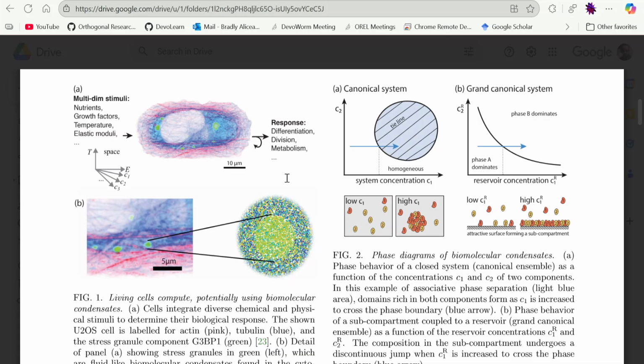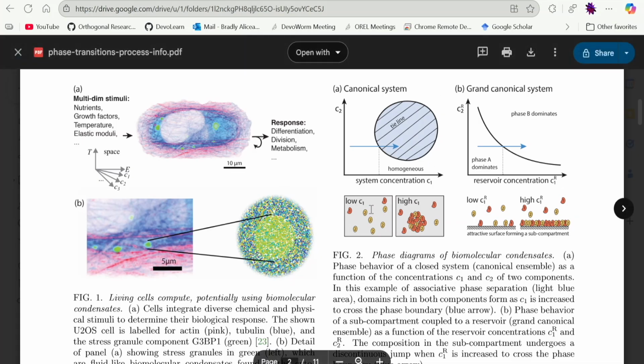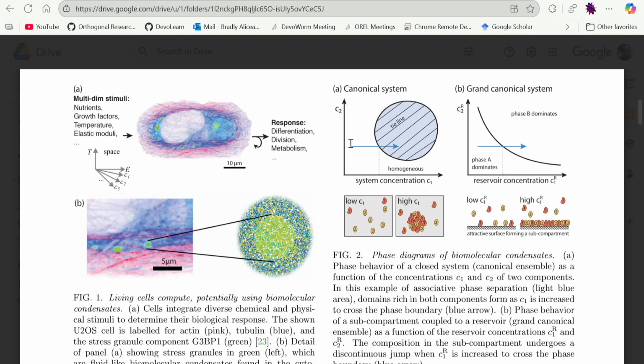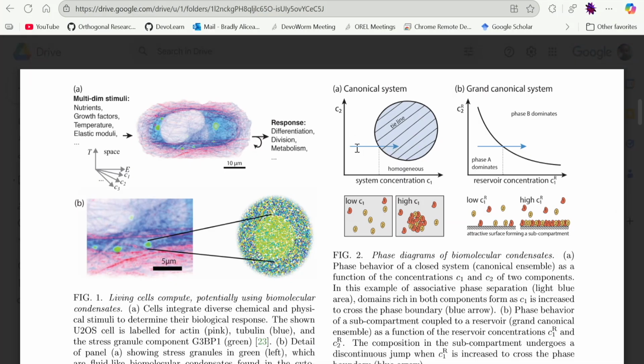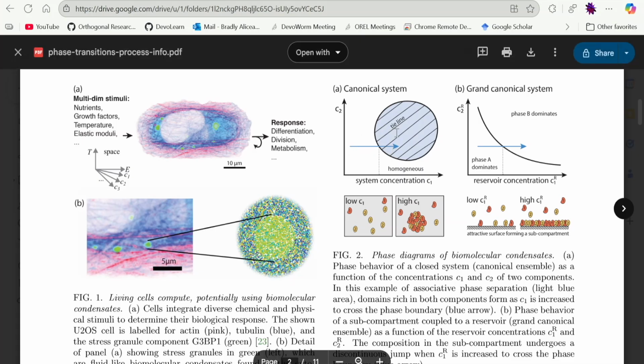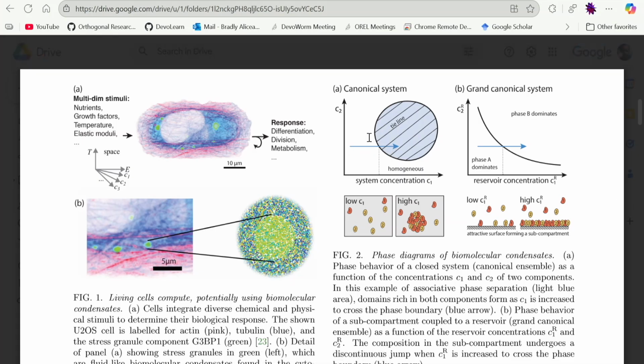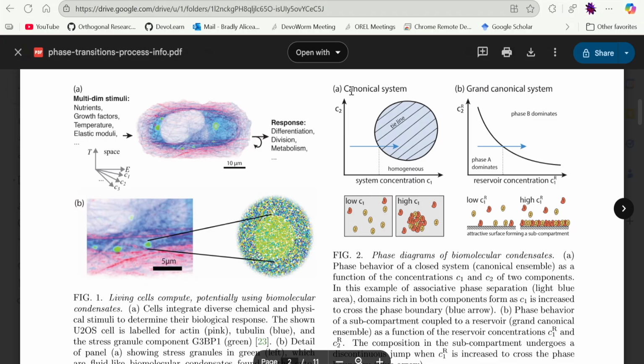So this is system concentration here, this diagram above these two figures. There's this tie line, and then there's this sort of phase transition from individual biomolecules to these condensates. And there's this sharp transition that occurs. That's the canonical system. Then the grand canonical system is where we have some attractive surface forming a subcompartment.